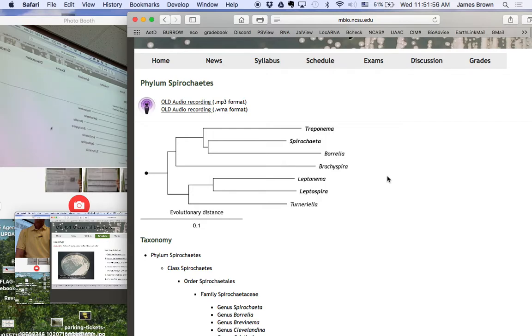A subset of this environment is the guts of wood-eating insects. And so if you want to see spirochetes, the easiest way to do it is to find an old stump, pull out a couple of termites, take the termite apart, and look inside the gut. And they're full of spirochetes. I'll show you a picture of that in just a moment.